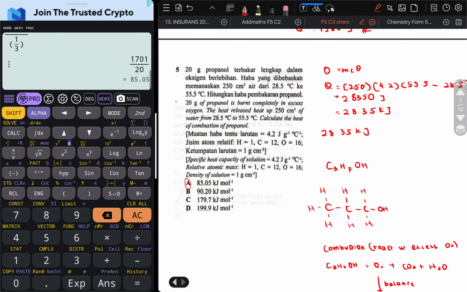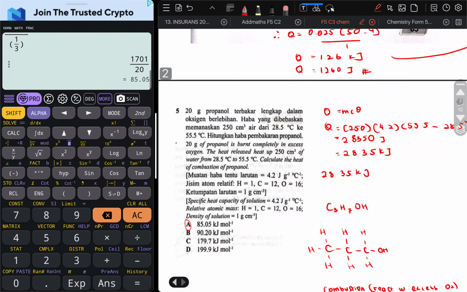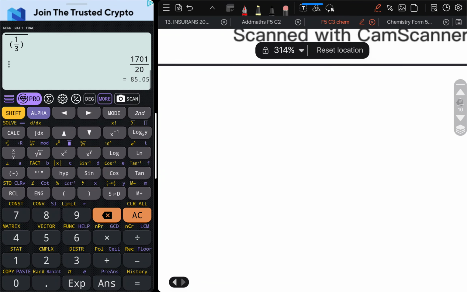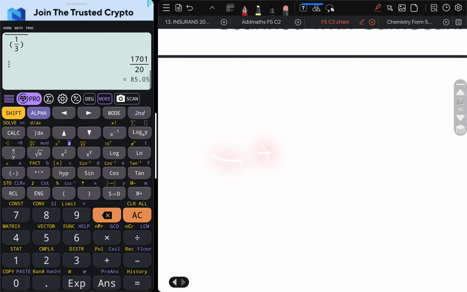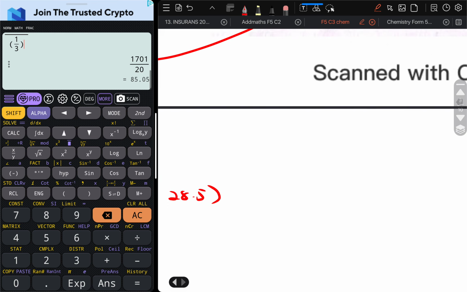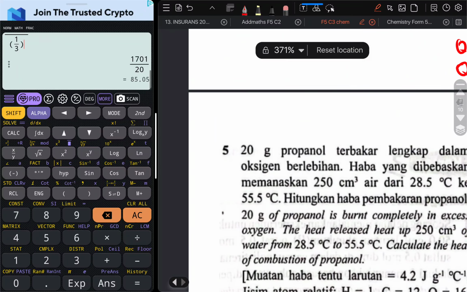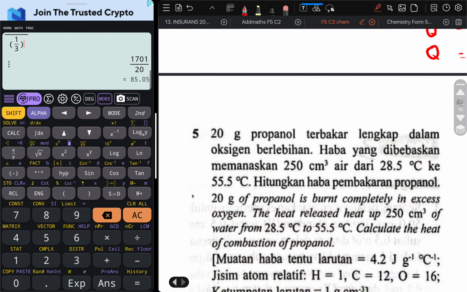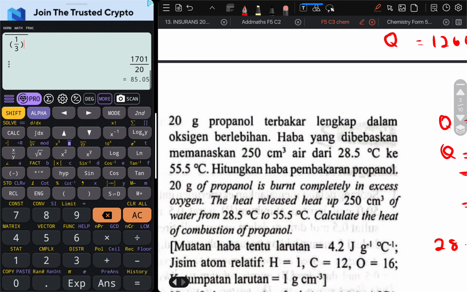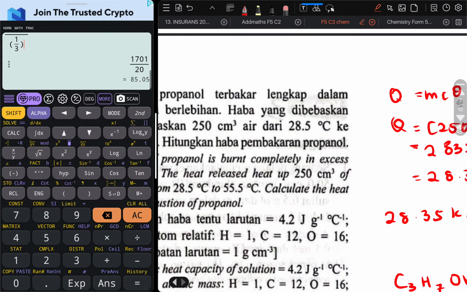So heat of combustion is different from the previous question, question 4, because combustion is when you react something with excess oxygen to produce carbon dioxide and water. So this is combustion. So that is the base of combustion. So in this case, it uses propanol. Propanol is C3H7OH. So how do I know? Later I teach you. Okay.